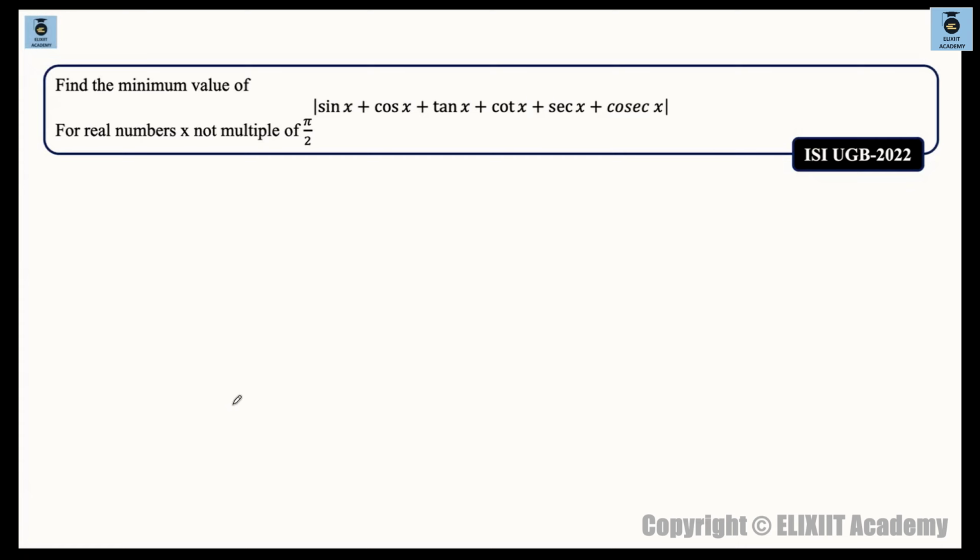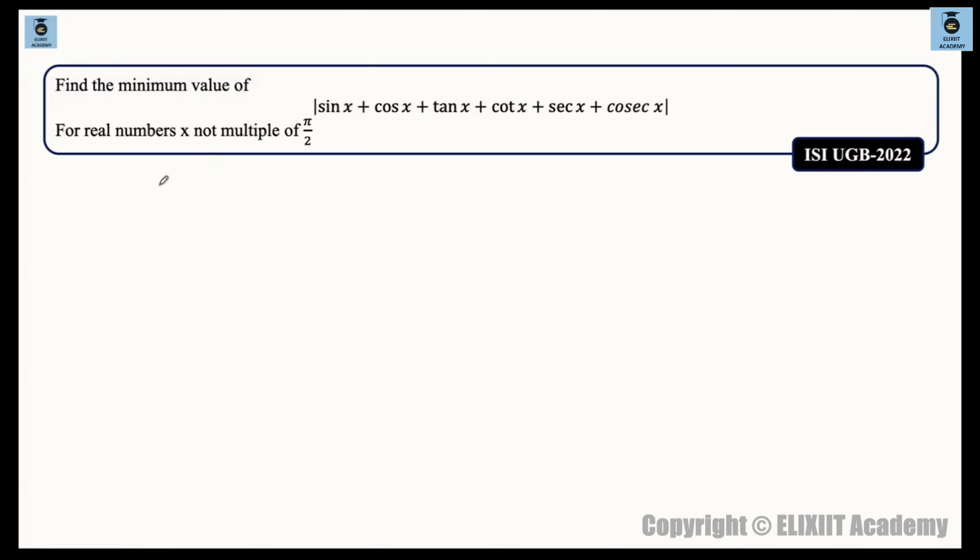For real numbers x not a multiple of pi by 2, we have to find the minimum value of this quantity. First we have to simplify this, bring it into a simplified form, and then solve. There is a proper process to solve this particular question, even as a subjective one, a very well known process. If you have solved the DPPs you will know this thing, because this question is there in the DPPs and assignments, everywhere.